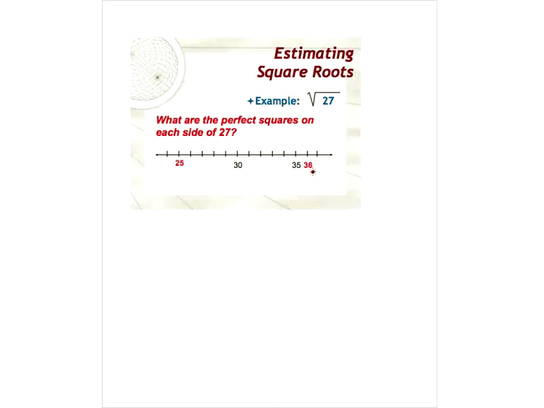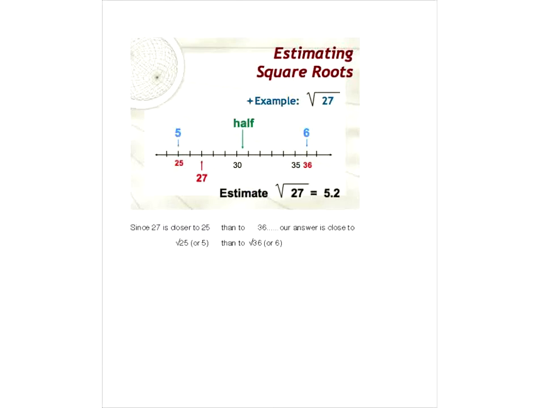Okay, so Hannah already says it's going to be 5.5. So let's check it out. Since it's the square root of 27, we're looking at 25 and 36. The next question we have to ask ourselves is, is 27 closer to 25 or 36? Okay, it's definitely closer to 25. So we might want to make our estimate just a little bit closer to 5 than to 6, right? So we'll say it's around 5.2.